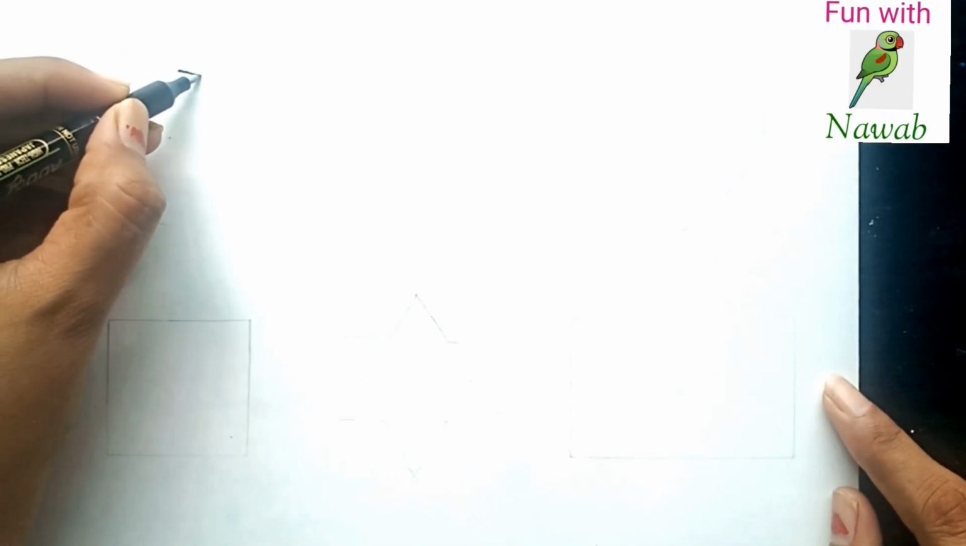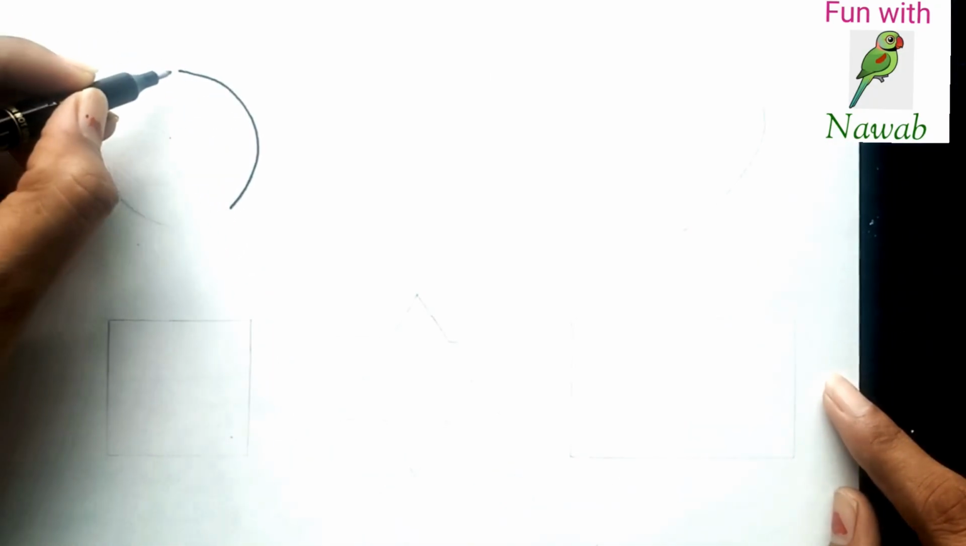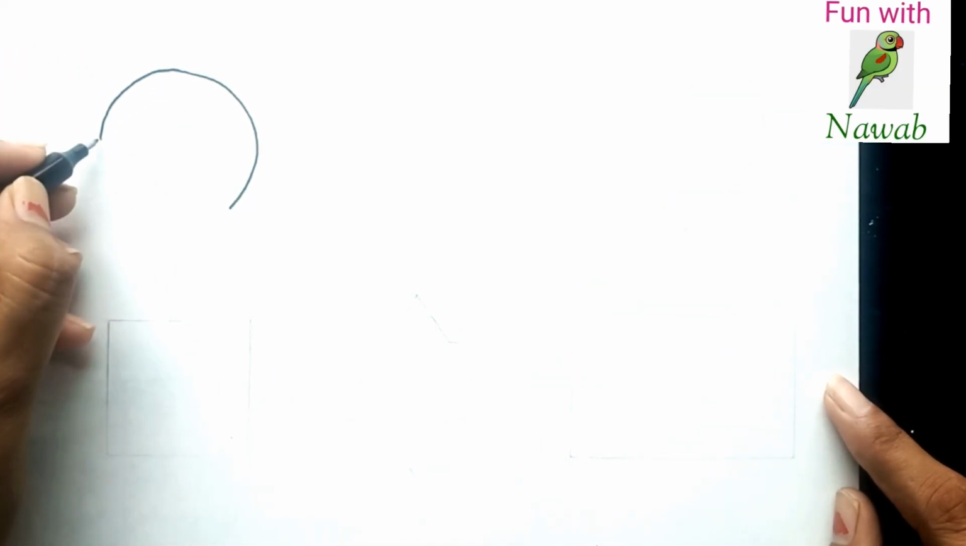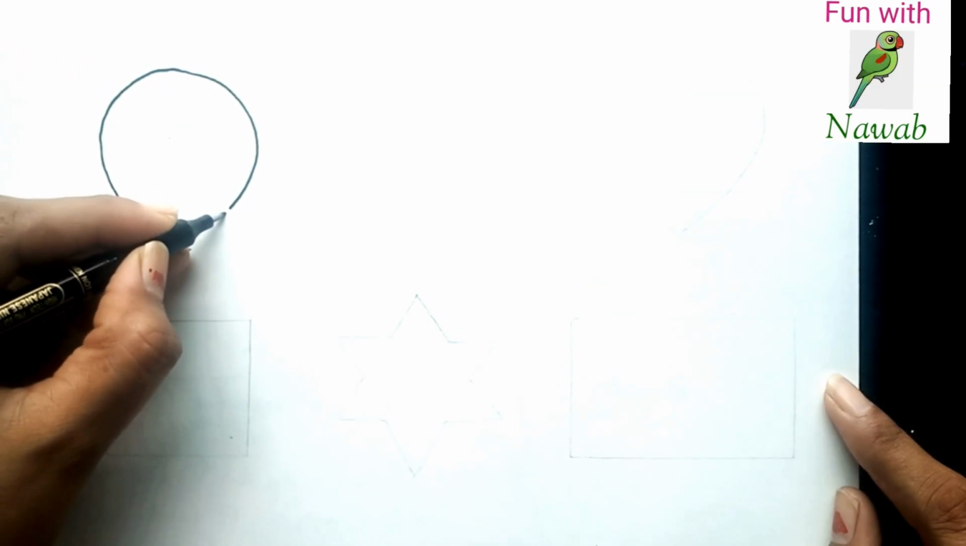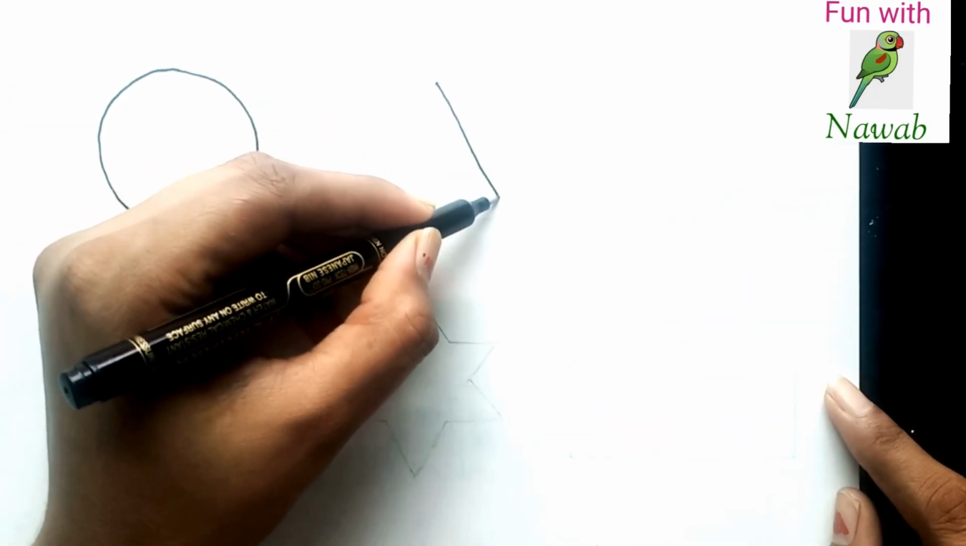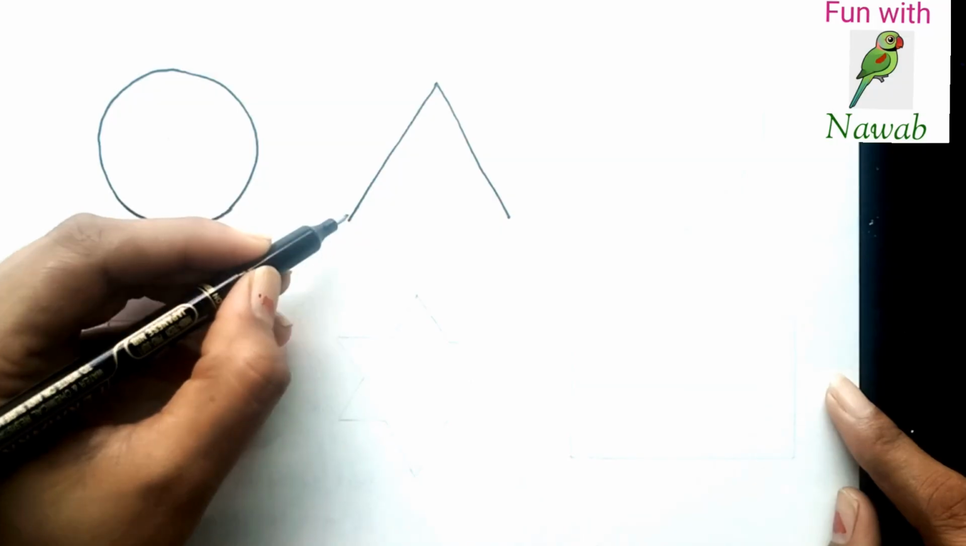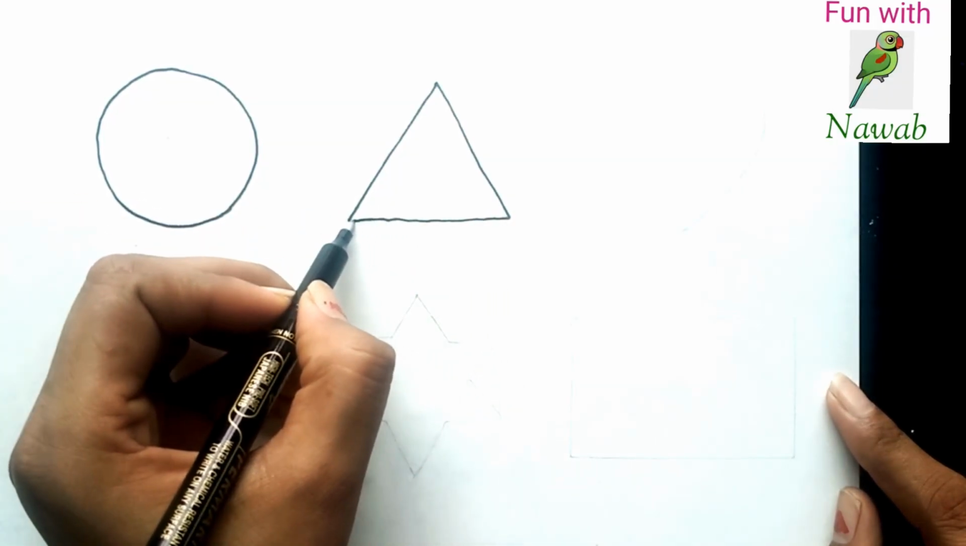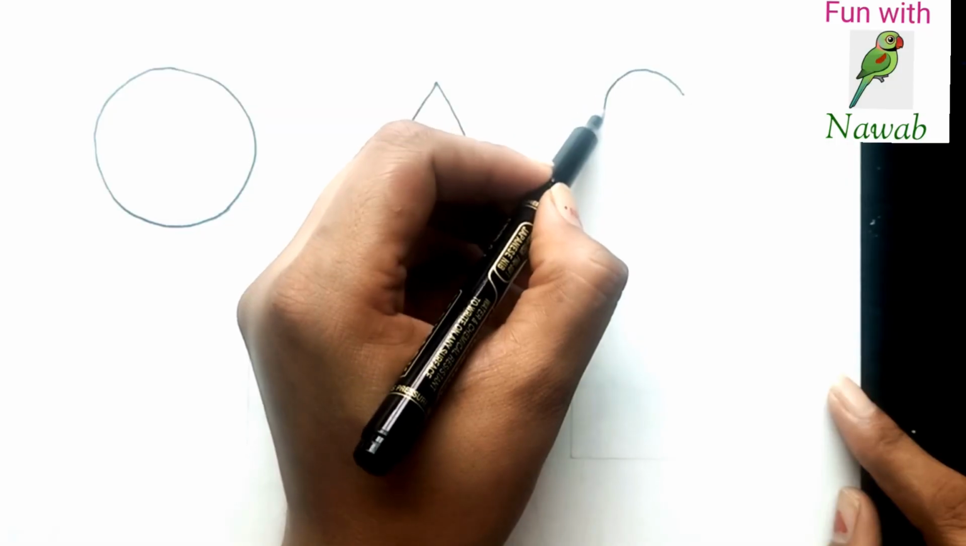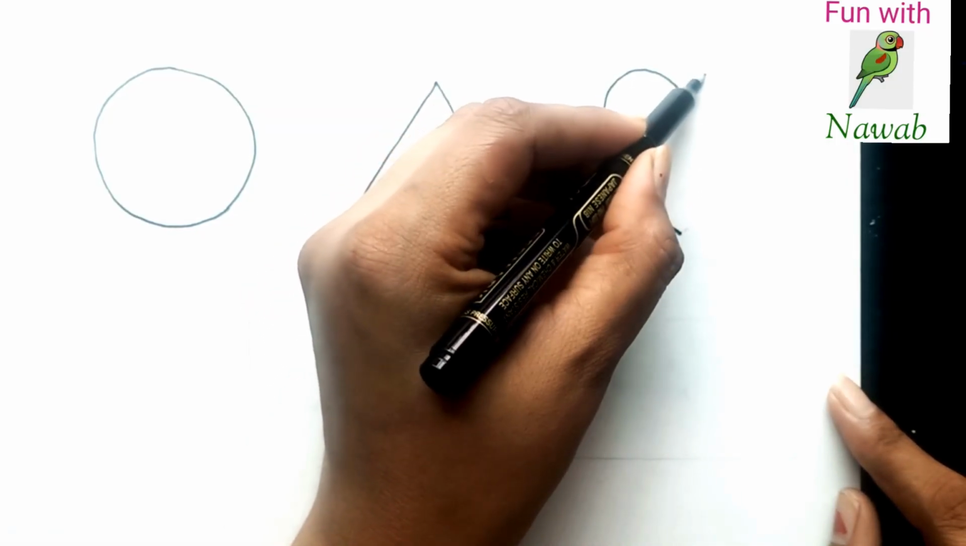Let's draw some shapes with me. First of all, I'm going to draw a circle. Let's draw a circle with me. Then, I'm going to draw a triangle. It's a triangle. Now we will draw a heart.